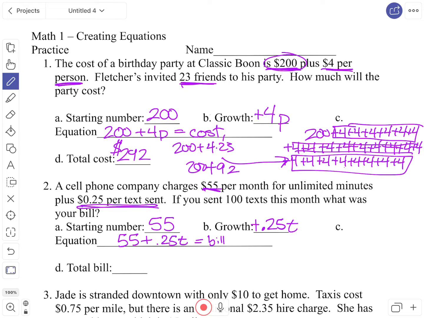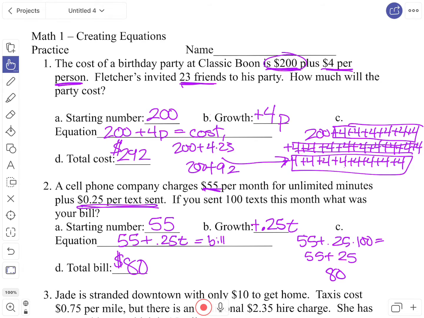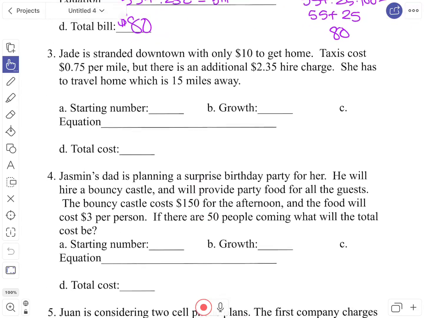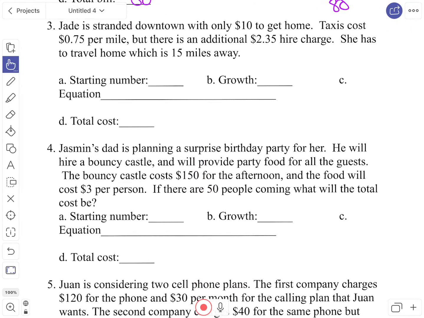Now, if I sent 100 texts, we would simply plug in 100 for the t. 0.25 times 100 would be 25, plus 55 would give us $80. So our bill, if we send 100 texts, would be $80. All right? Okay, let's keep going through these.